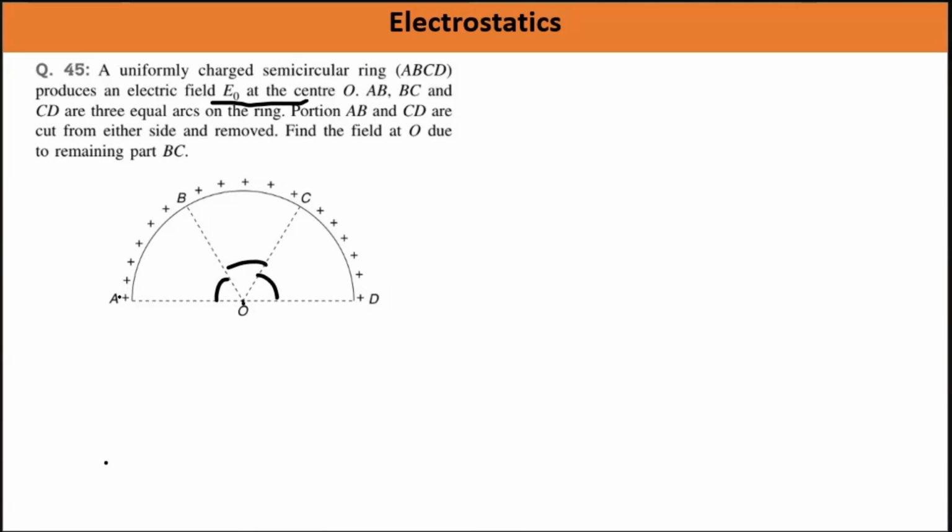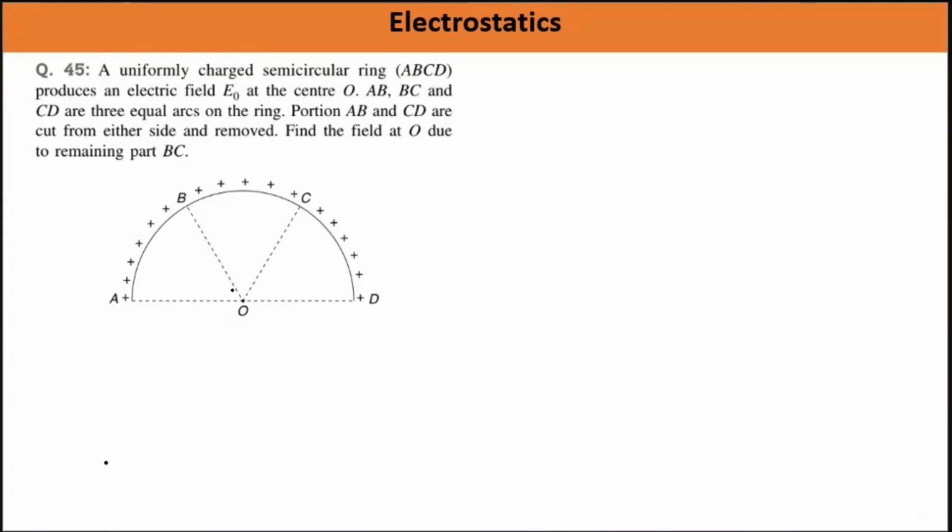If the electric field because of the whole part ABCD at O is equal to E naught, then in terms of E naught, we have to find the electric field because of the BC portion only. If you remember the formula, you can directly put it, but you should also know where that formula comes from. So here, I won't simply put the formula and give you the answer. Rather, I will take you through the calculation. Let us first talk about the electric field E naught because of the whole ring at point O.